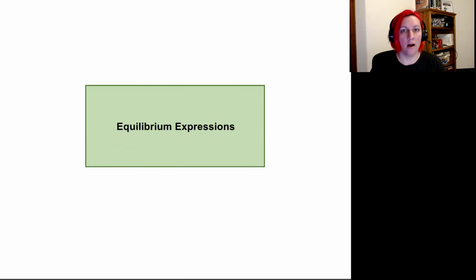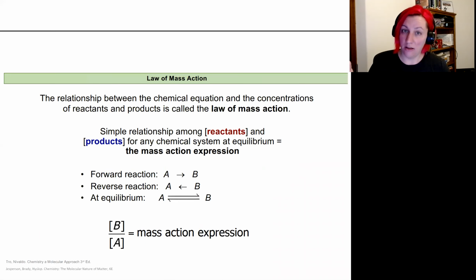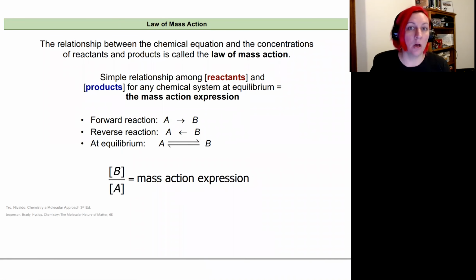Let's focus more on that ratio of products to reactants that we can use to define and communicate what dynamic equilibrium is for each reaction. We're going to do that with what we call equilibrium expressions. We can also call them the law of mass action, which I will always forget to call it that. The law of mass action is just the relationship between the chemical equation and the concentrations of the reactants and the products. It's showing the relationship between the concentration of reactants and the concentration of products for any chemical system.